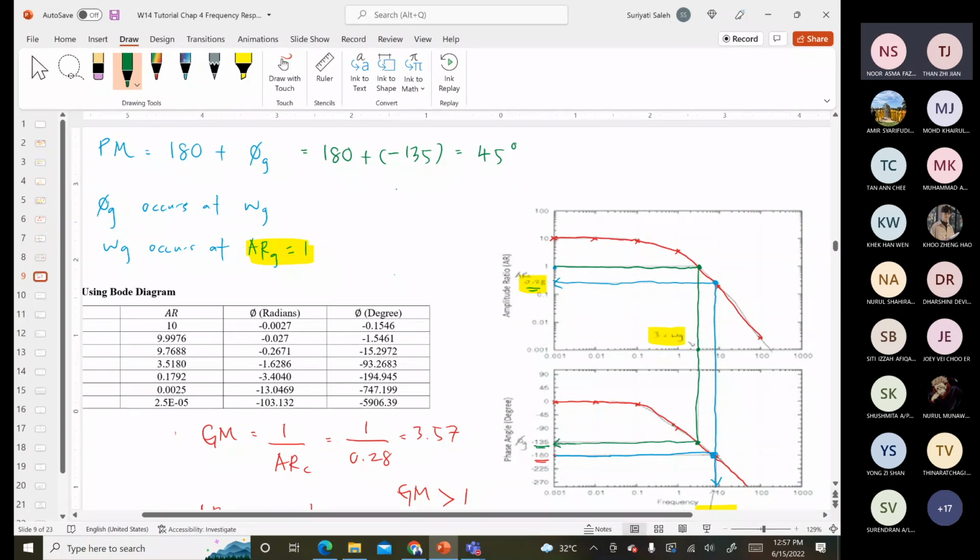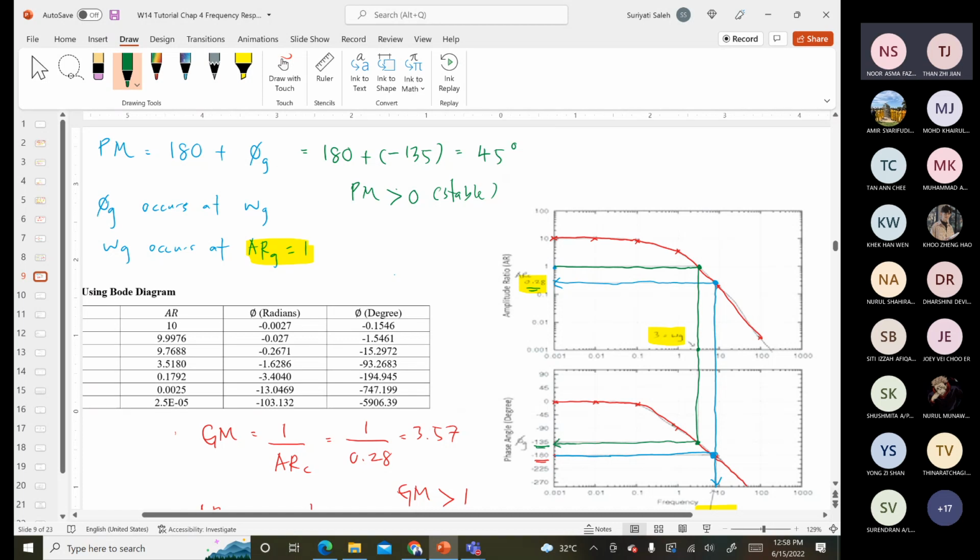So since the PM is greater than 0, this is considered a stable system. That's how you can interpret stability based on the gain margin and the phase margin. For obtaining a stable system, both need to be satisfied, the phase margin and the gain margin.